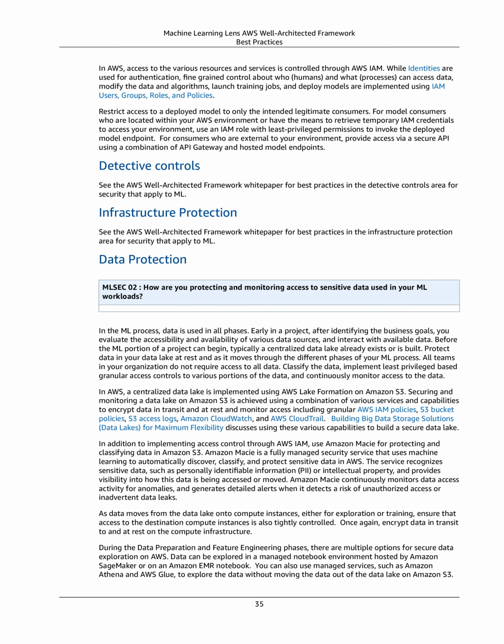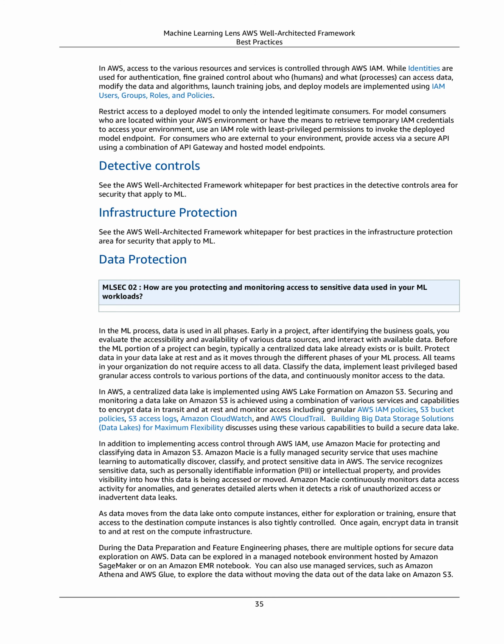As data moves from the data lake onto compute instances, either for exploration or training, ensure that access to the destination compute instances is also tightly controlled. Once again, encrypt data in transit to and at rest on the compute infrastructure. During the data preparation and feature engineering phases, there are multiple options for secure data exploration on AWS. Data can be explored in a managed notebook environment hosted by Amazon SageMaker or on an Amazon EMR notebook.